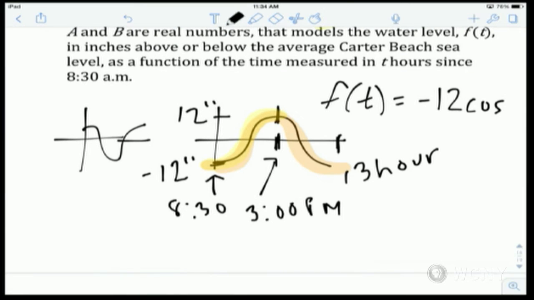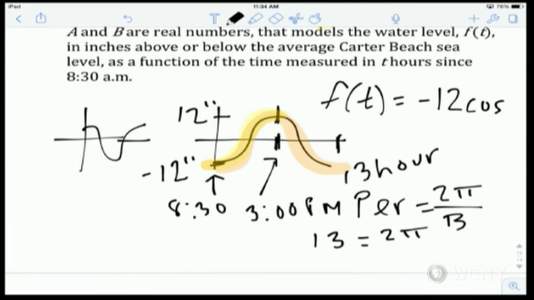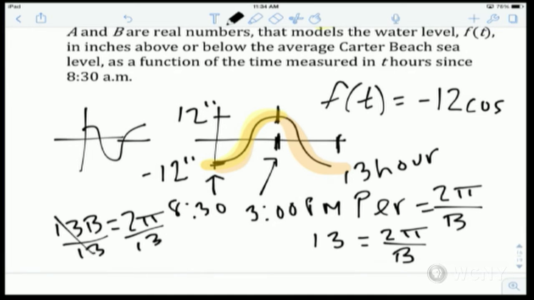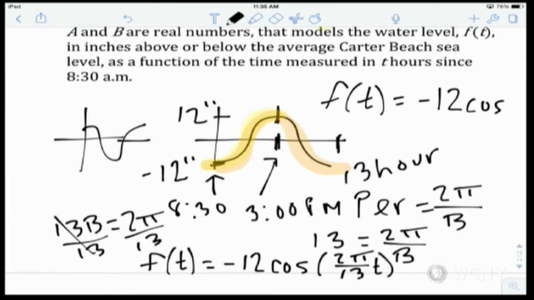We know that period is 2 pi divided by that b value, that frequency. Our period is 13 hours. So 13 equals 2 pi over b, cross multiply. 13b equals 2 pi, divide by 13, and there is our b value. So finally, the function that we need is f of t equals negative 12 cosine 2 pi over 13 t.